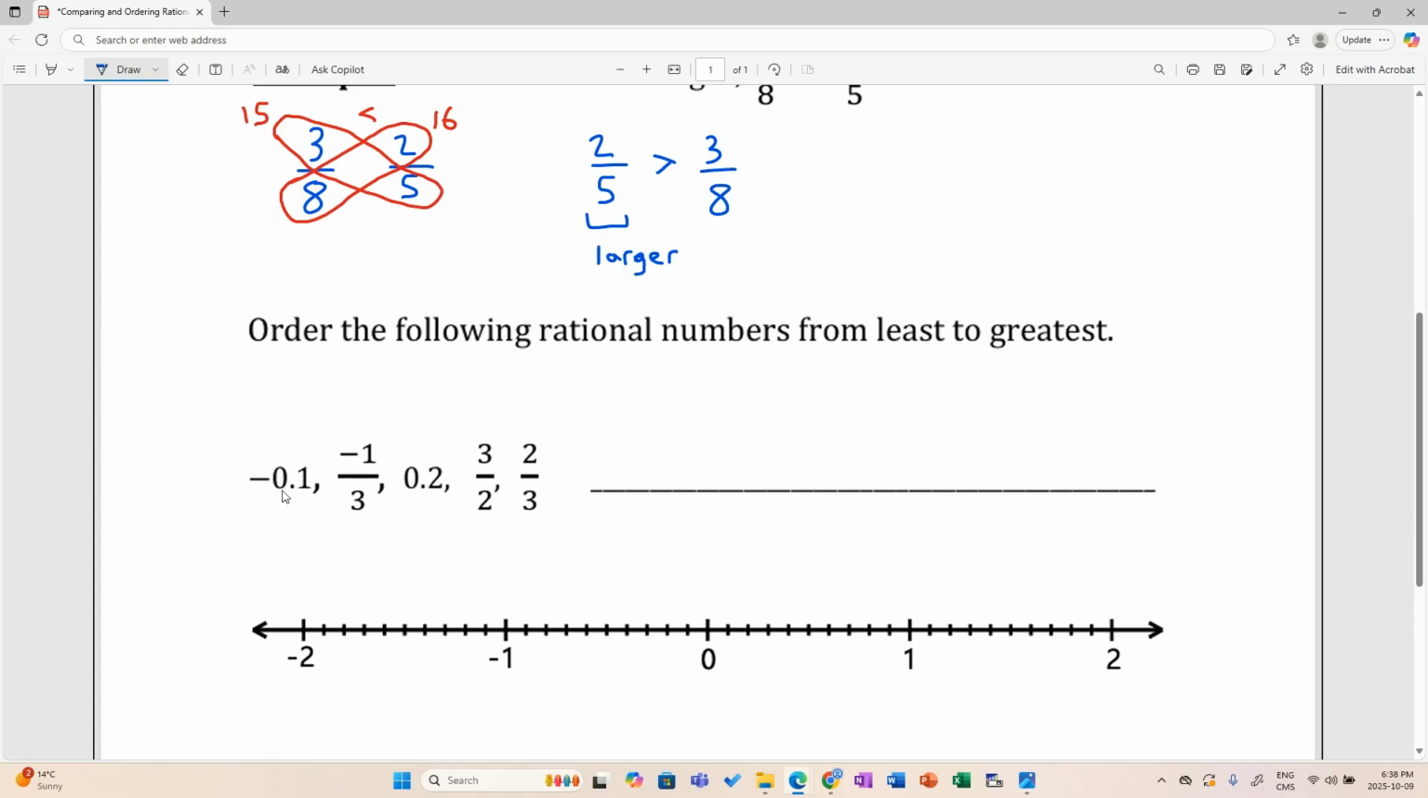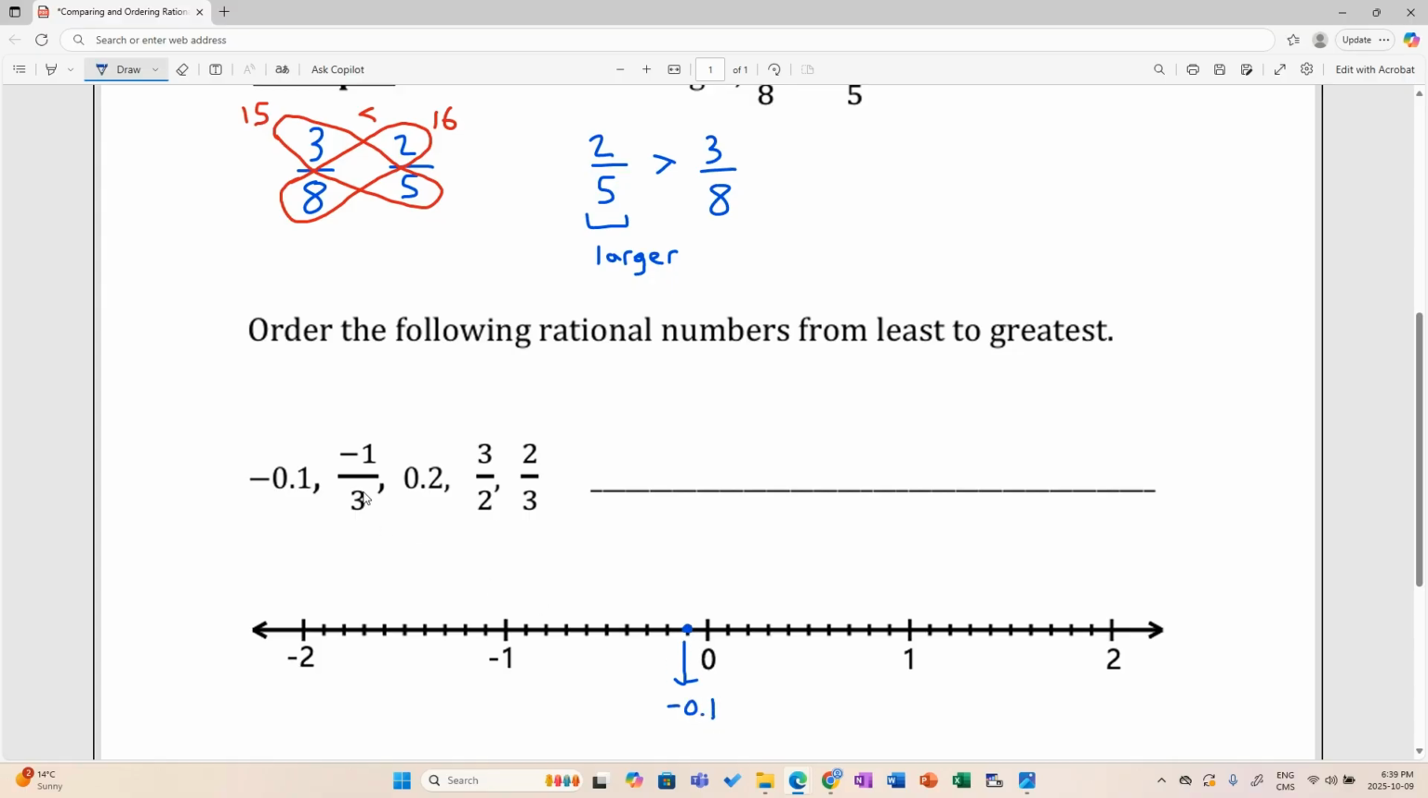Okay, now, this last example, I'm going to order the following rational numbers from least to greatest. Okay, so here I have 5 rational numbers. Now, I want to order them and place them here, so I most likely want to keep them as a decimal. So in this case, I got negative 0.1. Okay, well, this is where 0 is. Negative 0.1 should be right over here.